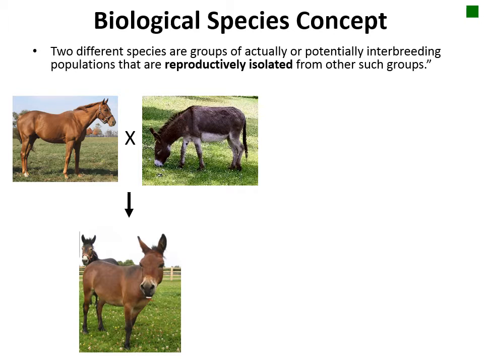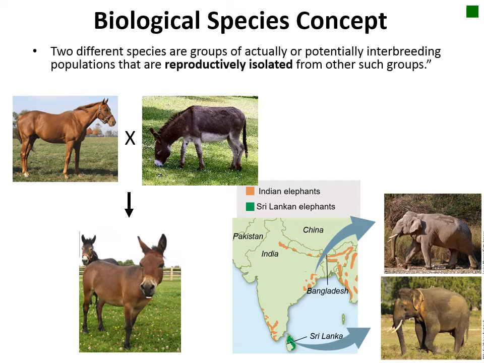It is also important to note the terms actually or potentially interbreeding populations. This means that two individuals are considered the same species if they can successfully breed, even if they do not do so in nature. For example, elephants living in India and Sri Lanka are considered the same species because if they are housed together in a zoo, they could have fertile offspring, even though they will never have offspring in nature because they cannot come into contact with one another due to their location. These two are considered subspecies, however, due to their geographic isolation, which we will discuss at the end of this video.